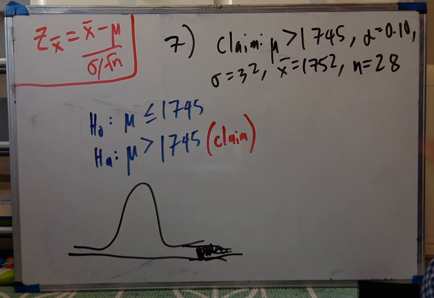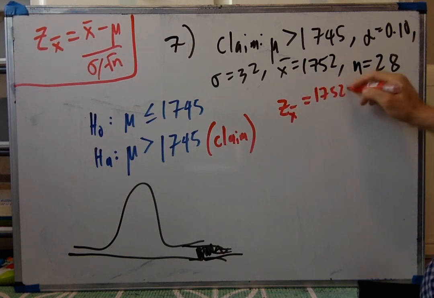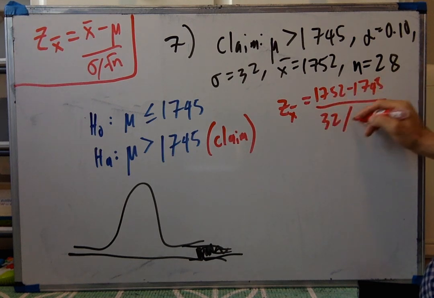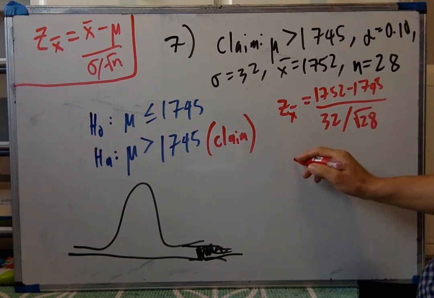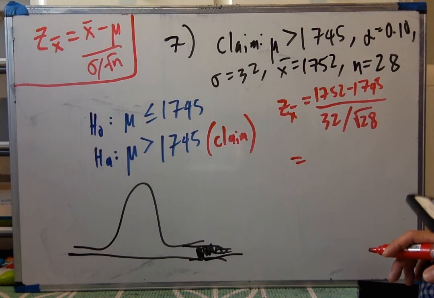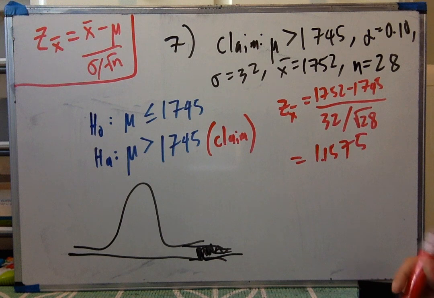Okay, so first the z-value though. The z-value, z of x bar, is our value, 1752, minus 1745, divided by standard deviation over the square root of n, which turns out to be, let's plug this in and crank it out, 1752 minus 1745 equals 7, divided by, in parentheses, 32 divided by the square root of 28, which is 1.1575 roughly. Okay, so now I have my z-value.